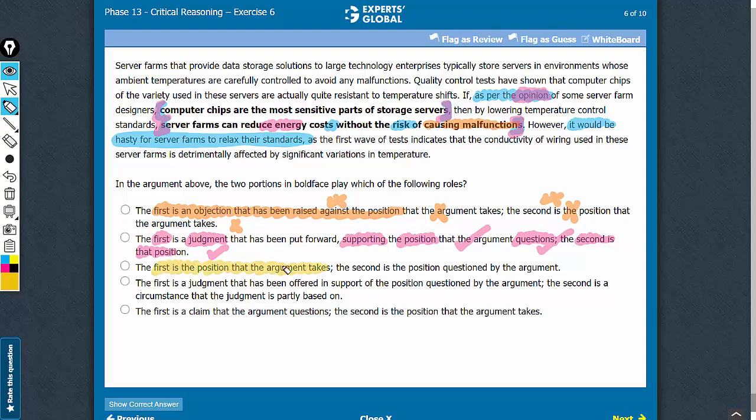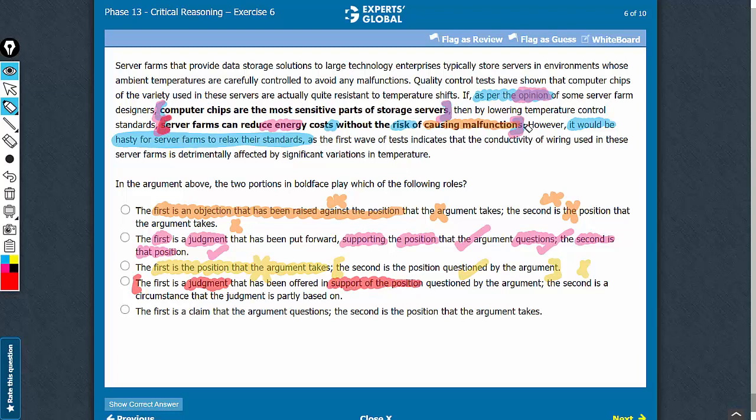No, first is not the position that the argument takes. This part is absolutely incorrect. Yes, this part is correct, that the second is the position questioned by the argument. This part is fine, but the first part is incorrect, so answer choice C can be eliminated. Look at answer choice D now. The first part is perfectly alright. The first is a judgment that has been offered in support of the position.